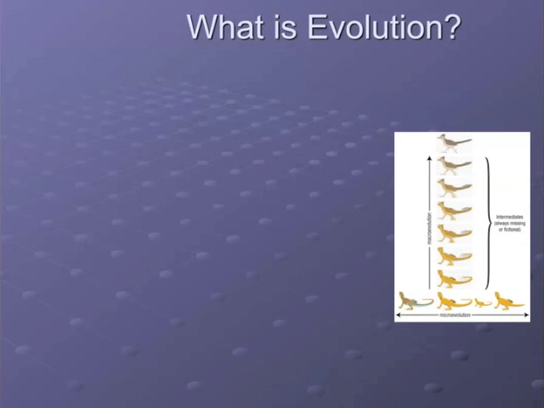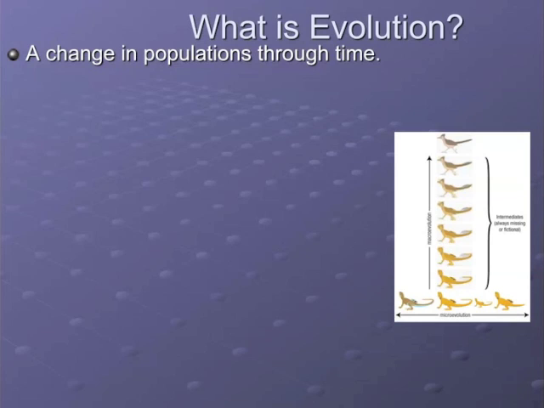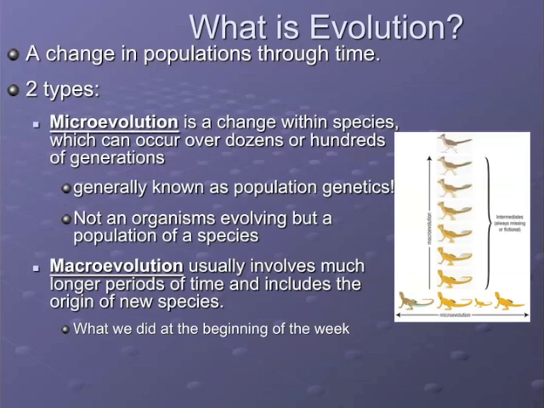So, what is evolution? First off, it is a change in population through time. And there are two types: microevolution and macroevolution. Microevolution is a change within species that occurs over dozens or hundreds of generations, so a small amount of time. And it is also known as population genetics. Macroevolution is when you talk about things in a much longer period of time. It includes the making of a new species.